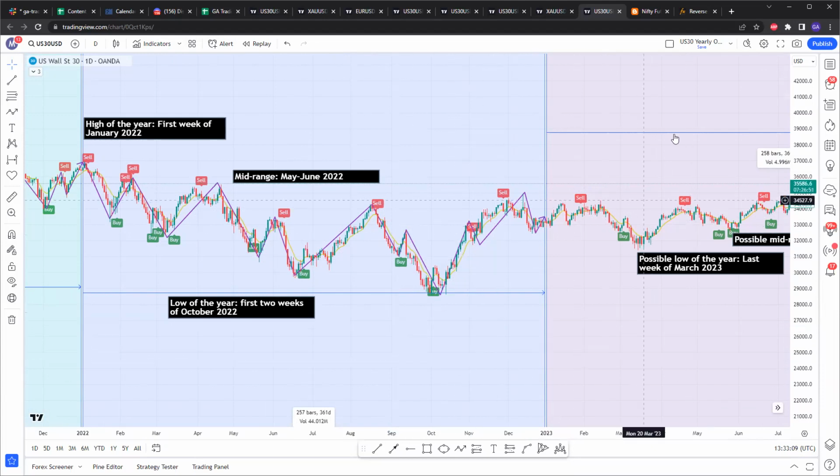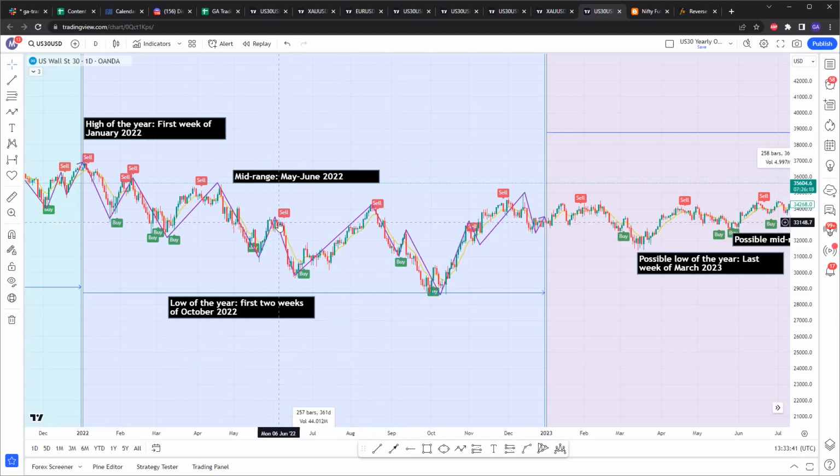Currently, and I'll come back to 2023, but if we look at 2022 right here, the high of the year was the first week of January 2022. The low of the year was the first 2 weeks of October. So what you would want to do then is find the mid-range, the median between the high of the year and the low of the year. So you find what months were between these two. In the case of 2022, it was May and June.